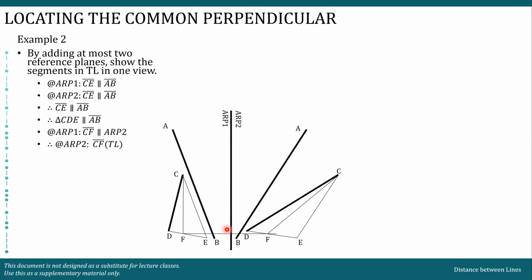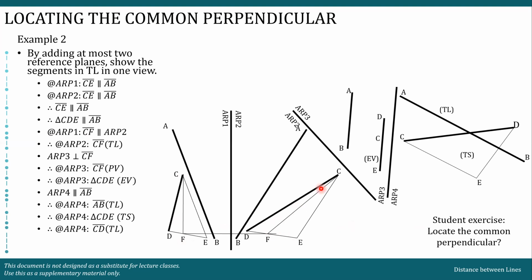So what will we do? Once you have the true length here, we will draw ARP3 to be perpendicular to CF. So this is CF, and we draw this ARP3 perpendicular to the CF. What will happen? If ARP3 is perpendicular to a true length within a plane, then that plane will become edge view. Since that plane is parallel to AB, when the plane becomes edge view, you will see AB as a line parallel to the edge view. So they look parallel here because they are parallel.